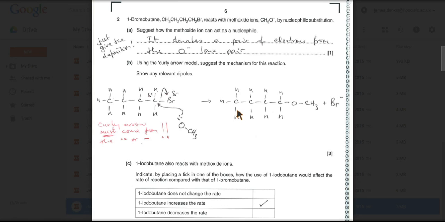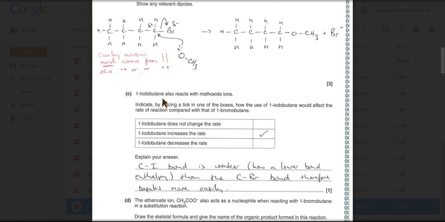So we're going to make this product here, and we're going to get a Br- ion because this bromine has effectively gained an electron. If you think about the pair of electrons in that bond, one of them belonged to this bromine, the other one belonged to this carbon.